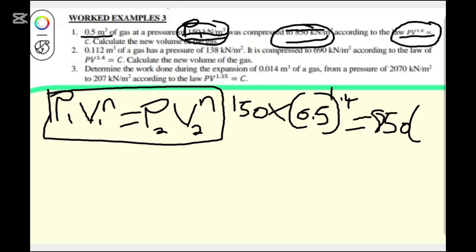850. And don't forget, I'm looking for V2 raised to the power of what? Power of n. Yes. So the next thing that I'm going to do is that I said 0.5 raised to the power of 1.4 and also multiplied by 150.